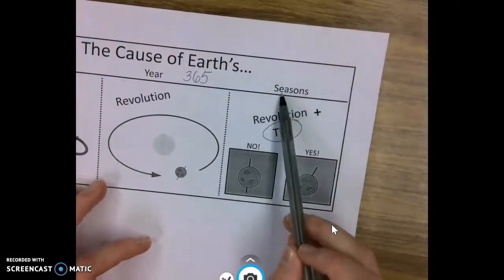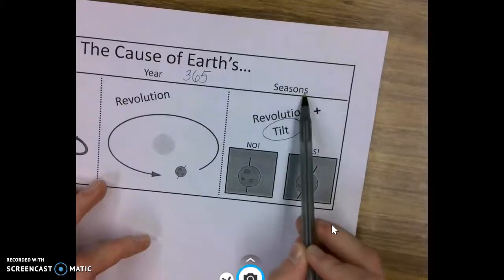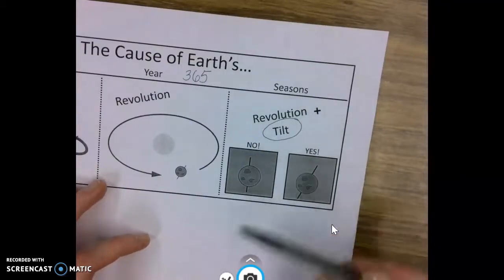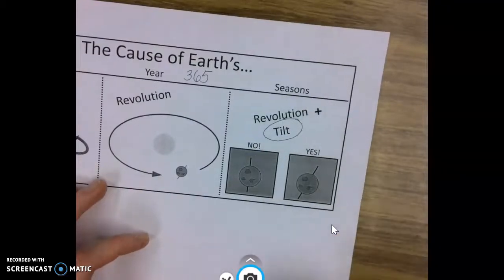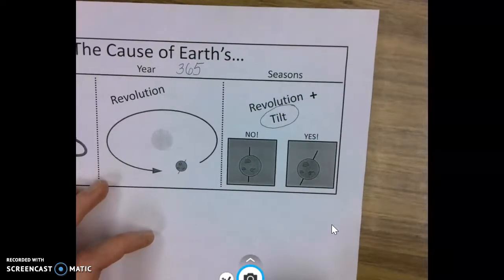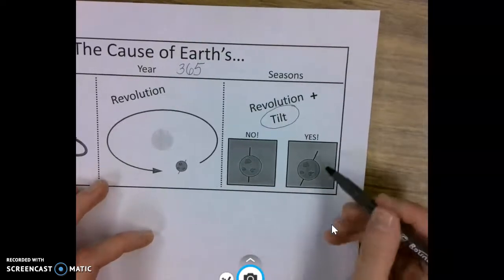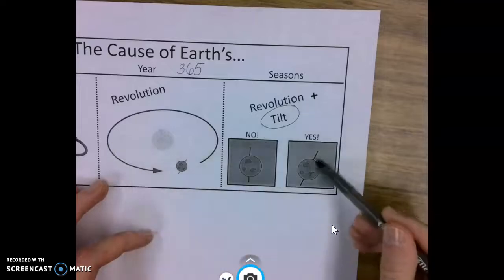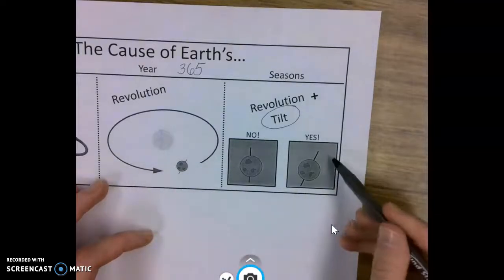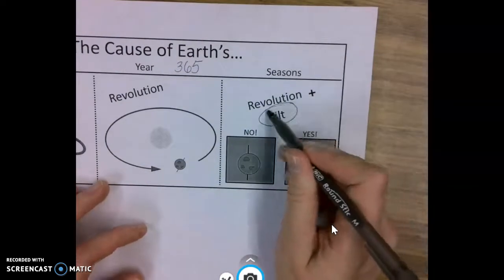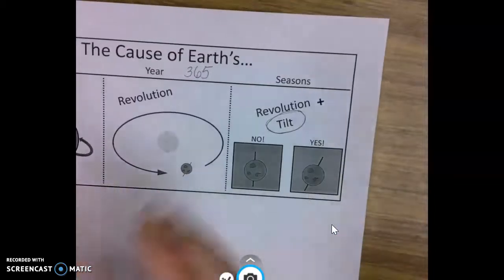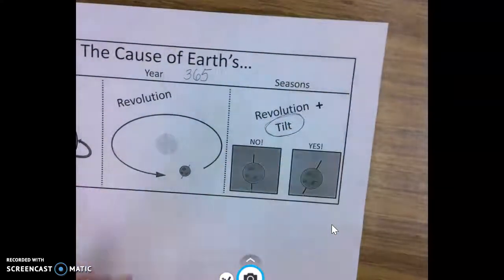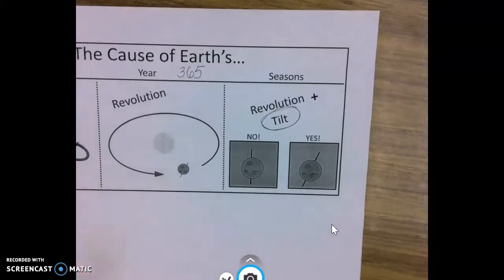Now last of all, this says seasons. The seasons do not come because they're close to the sun. A lot of people think that. That's not how they come. The seasons come because of going around the sun and the tilt. So really what you want to remember is the tilt. So the sun isn't like this. The sun is tilted. Okay? That's why we have seasons.